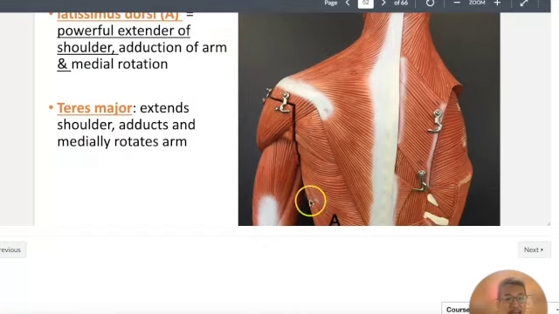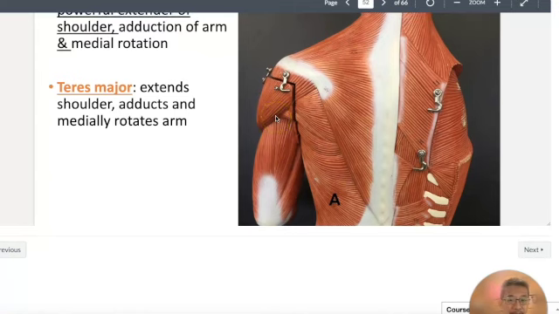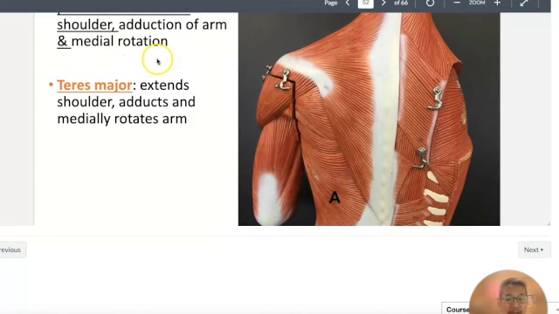Latissimus dorsi, your lats. It's a powerful extender of the shoulder. Again, extend means going backward. Okay, adductor of the arm. Remember, if you can see this, when it's shortened, it brings the arm downward. Okay, and medial rotation. Teres major is back here.